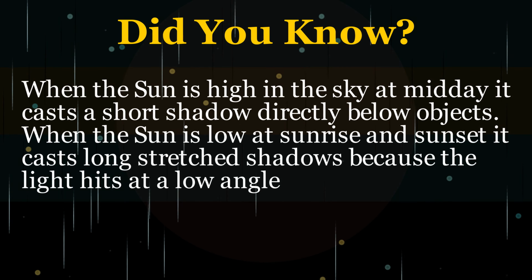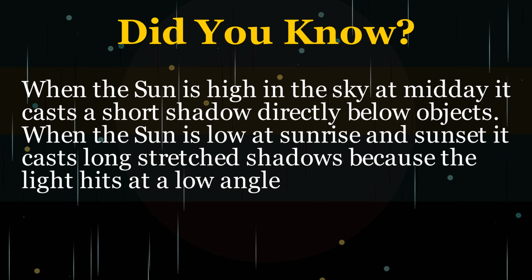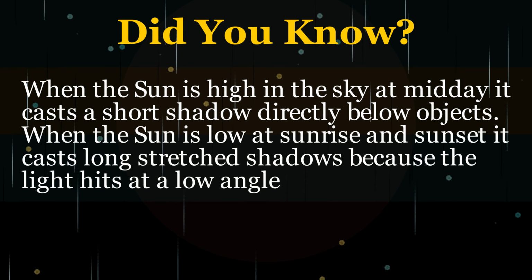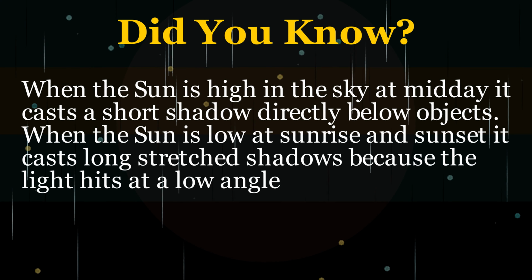Did you know? When the sun is high in the sky at midday, it casts a short shadow directly below objects. When the sun is low at sunrise and sunset, it casts long stretched shadows because the light hits at a low angle.